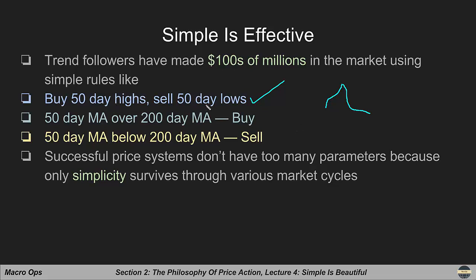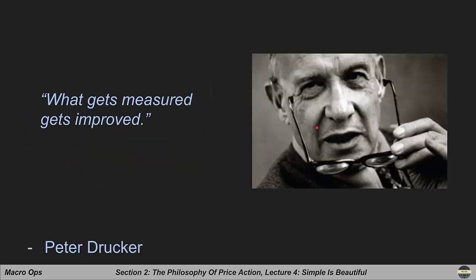Those were entry rules for some of the very early trend following systems. Not these exact parameters, but very similar to the stuff that Ed Seykota and the guys at Commodities Corp were trading. Another one: 50-day MA over 200-day MA, buy; 50-day MA below 200-day MA, sell. So this classic moving average crossover rule has been used to develop very robust trend following systems. So successful price systems don't have to have all these parameters. They can literally be written down on a napkin, and the simplicity of them allows them to survive through all the volatility and stress of changing market cycles.